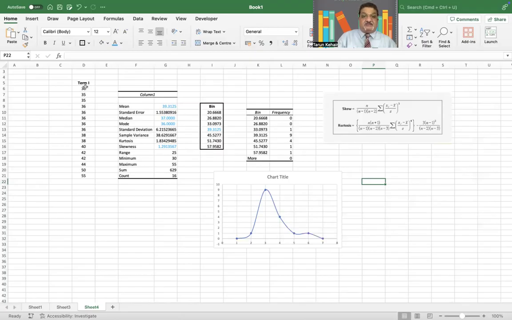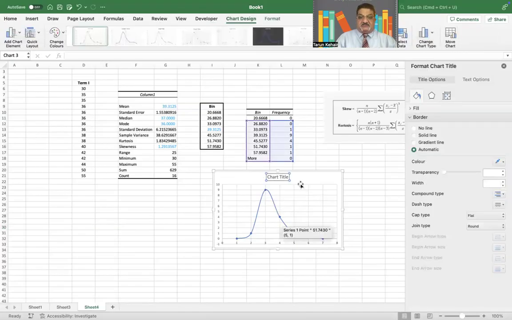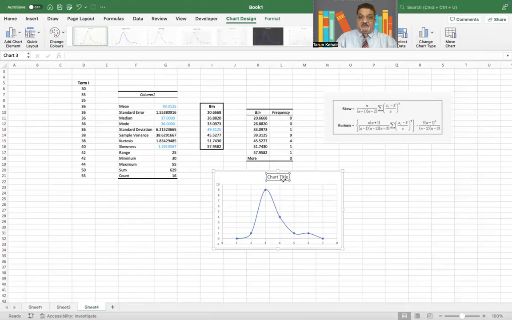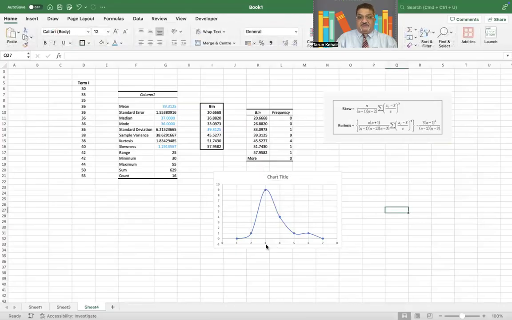You can look at the marks also. The mean is 39, so you'll see most of the observations are below 39. Only some of the observations are above 39. So more scores fall towards the lower side of the scale, and very few high scores. So this is the skewness chart, which you can clearly see.